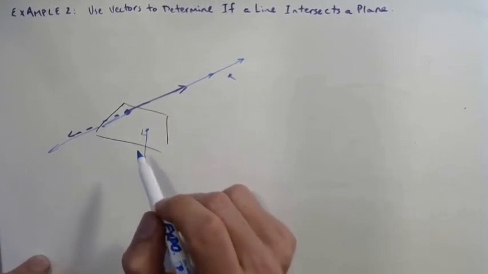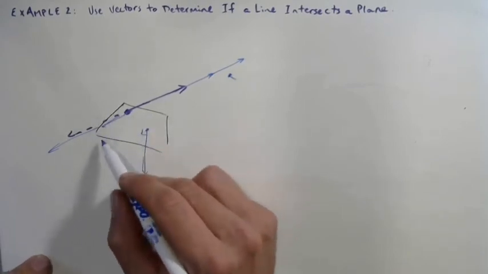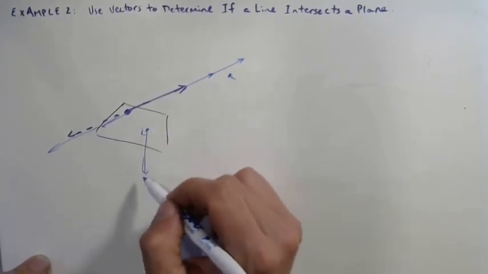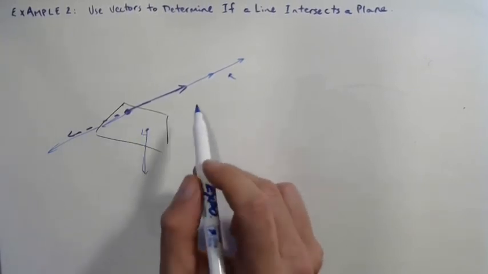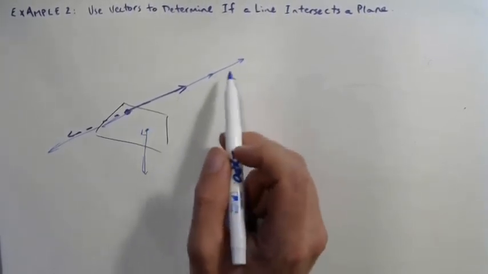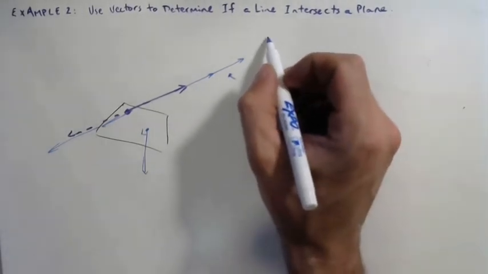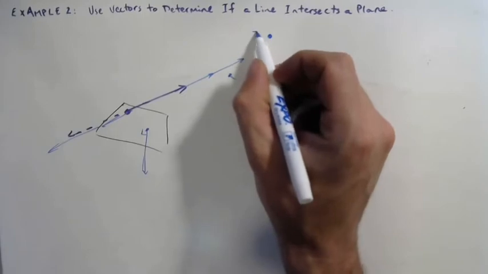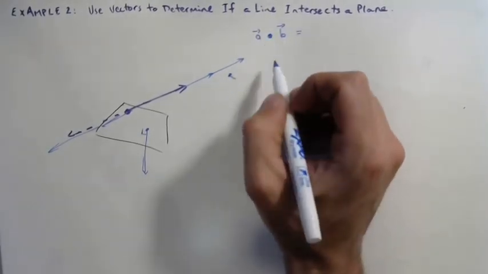Okay, so what we're checking for, we're going to be given a plane. We're going to find its normal vector, which is really easy if we have the plane in standard form. And we're going to be given a line, and we're going to take the direction vector. And what tool are we going to use? Okay, we're going to take the dot product.